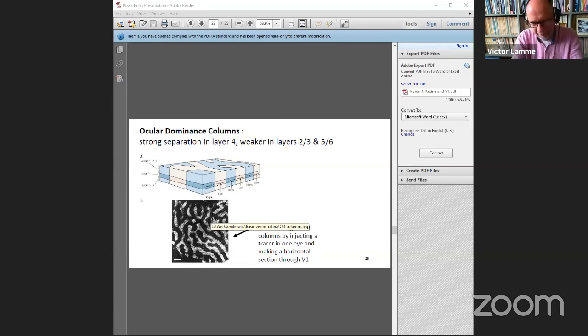Should we call them columns or what are they? They are columns in the sense that they run through the cortex in a vertical fashion. So black is where the one eye projects to, white is where the other eye projects to. In this image, you're looking on top of the visual cortex. So that's the ocular dominance column.